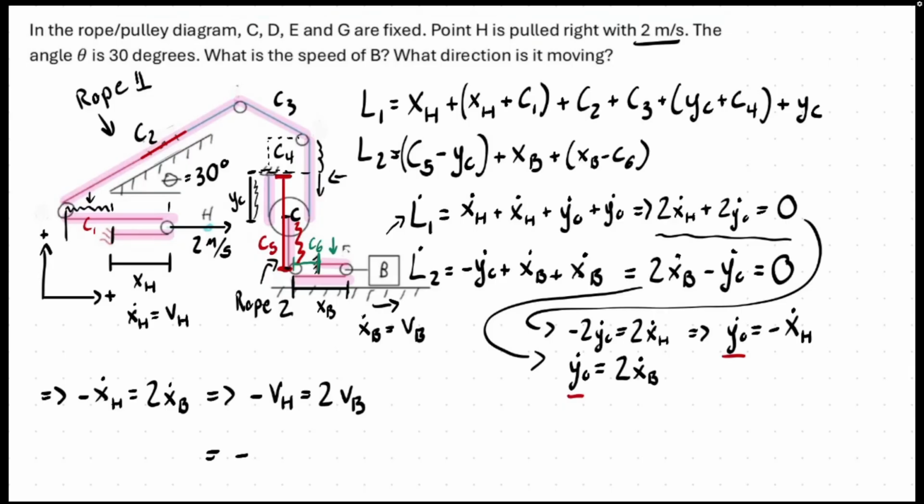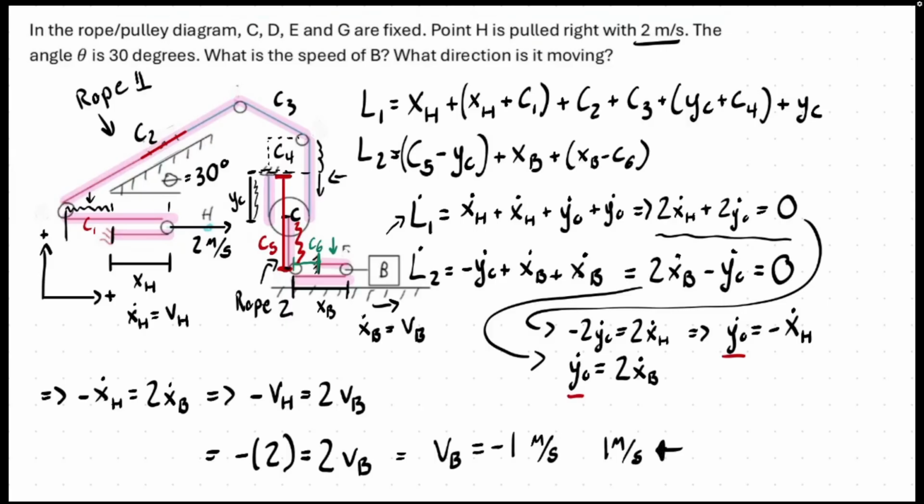The given velocity of H was 2. 2 to the right is a positive 2. So negative 2 equals 2VB, and we can solve for VB. Our final answer is VB equals negative 2 divided by 2, or negative 1 meters per second. What does that mean? That means that as H gets pulled to the right, B is going to be moving at 1 meter per second to the left.